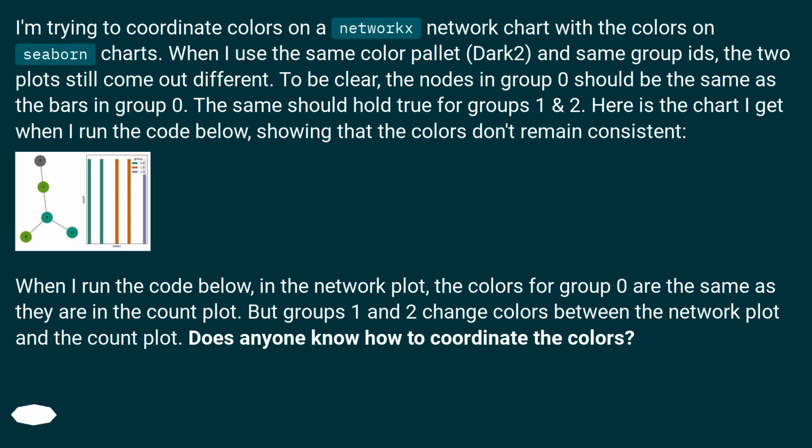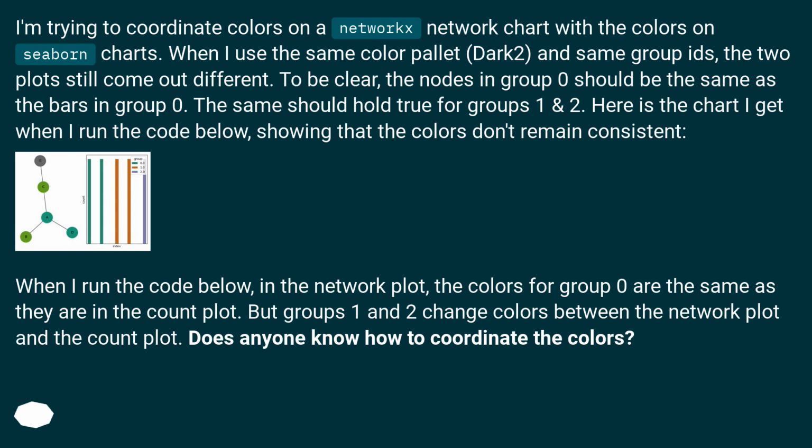To be clear, the nodes in group 0 should be the same as the bars in group 0. The same should hold true for groups 1 and 2. Here is the chart I get when I run the code below, showing that the colors don't remain consistent.